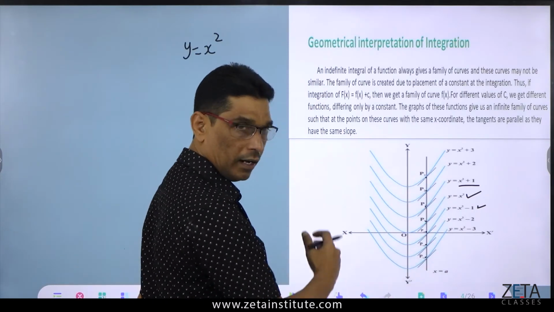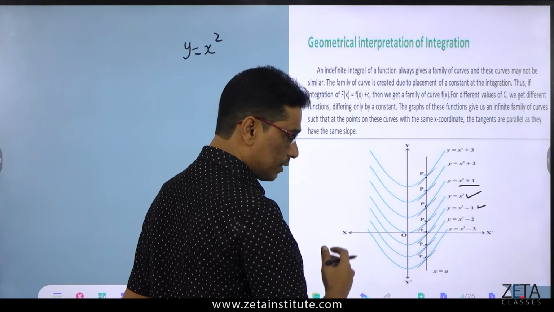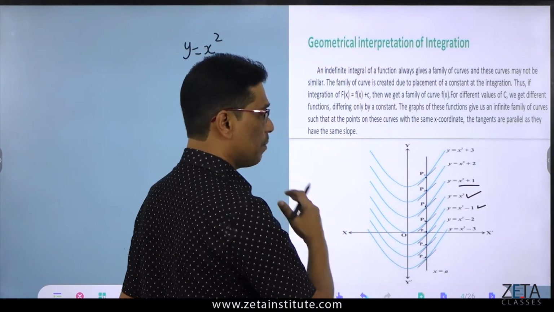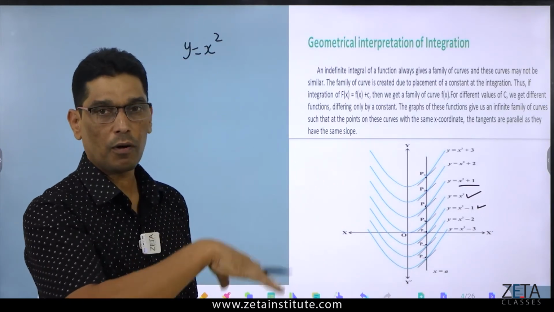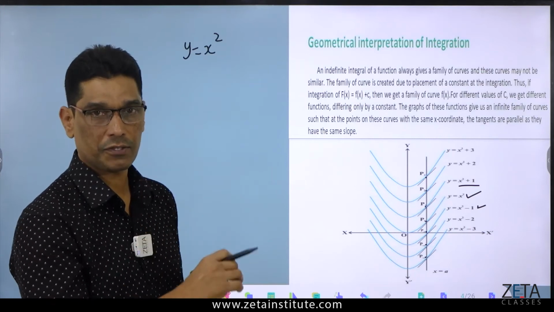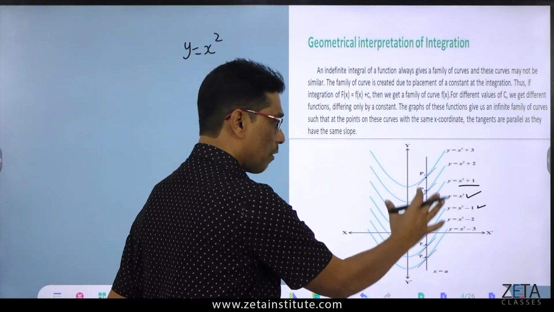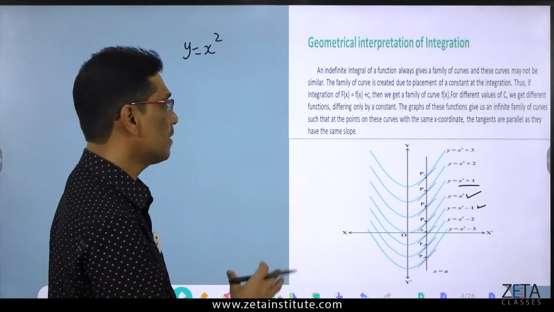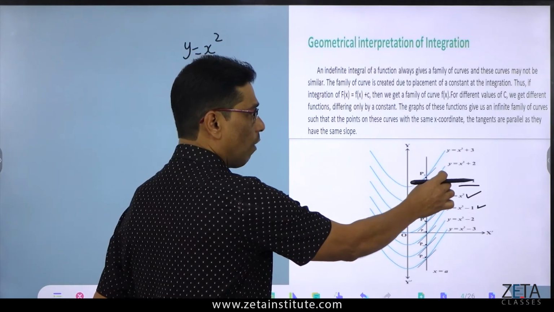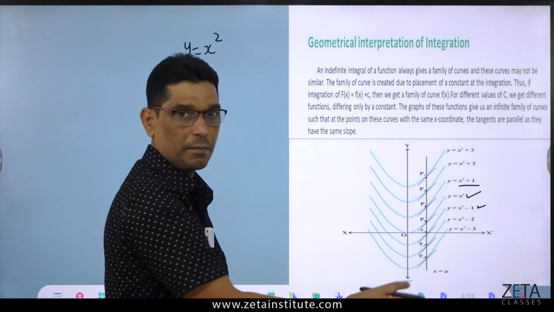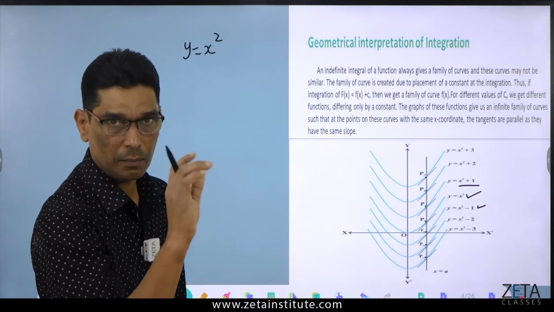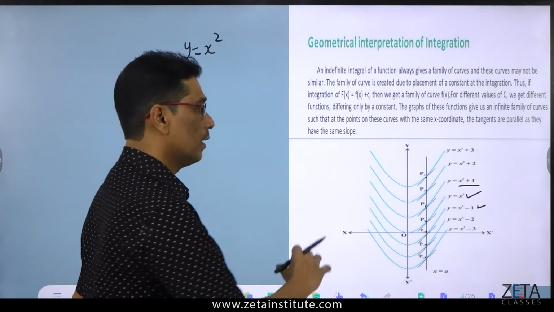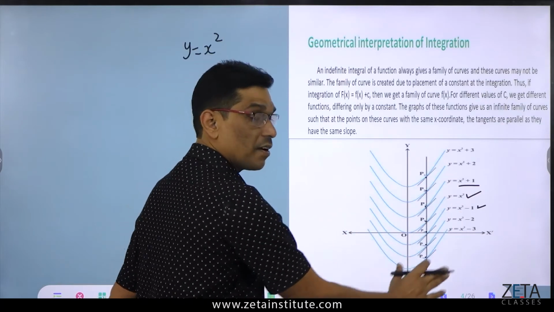You see parallel. The same curves I am getting, the tangents are parallel and the x coordinates are the same. So that means it's a group, a family of curves. So family of curves are there. So that is an integral, meaning all the functions are the same. The function is the same, only the constant term is different, but the rest of the characteristics are the same.